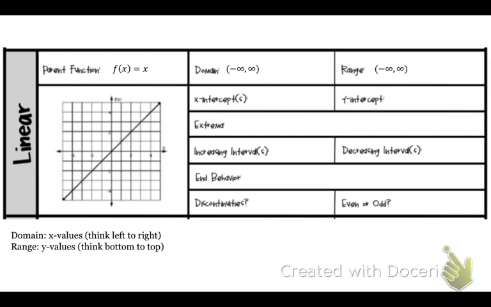Now, x-intercepts, that's where it crosses the x-axis. So that's where it crosses this axis right here, and it crosses that axis at 0, 0. Y-intercept is where it crosses the y-axis, the vertical axis, and again, it crosses at 0, 0.